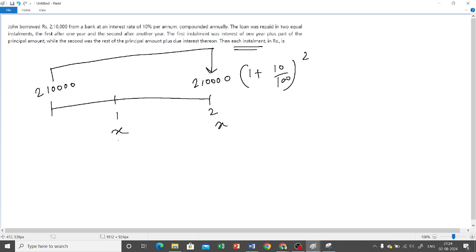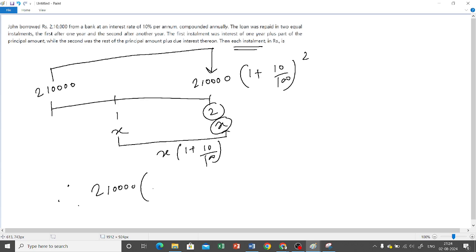Now everything I need to bring to the same timestamp. So I need to move this x over here. So what do I need to do? x into 1 plus 10 by 100. That's correct. And this x will be as it is. So now it's done. So 2 lakh.